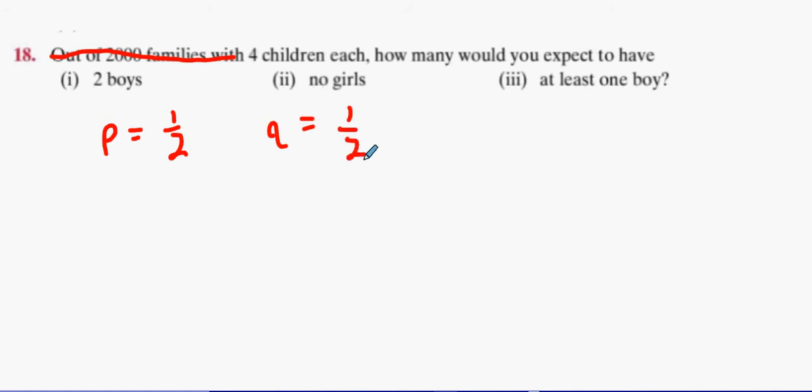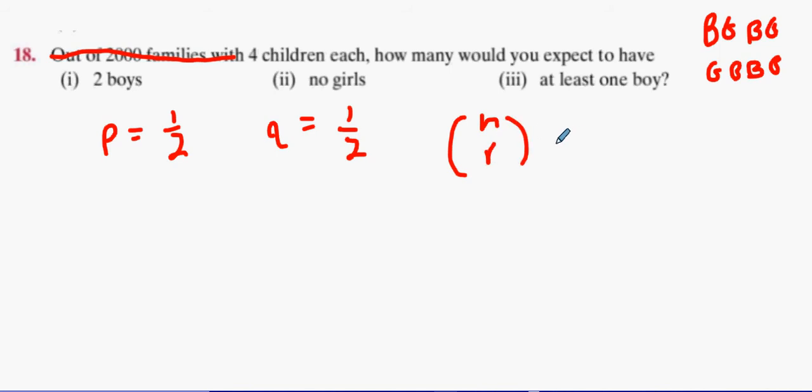Alright? And you got to remember, it could be a bit like this, couldn't it? It could be 2 boys, could be boy, girl, girl, boy, girl. We don't have to worry about any of that, do we? Why do we not have to worry about that? Because we have our equation here. We have nCr, p to the power of r, q to the power of n minus r. So let's try that out.